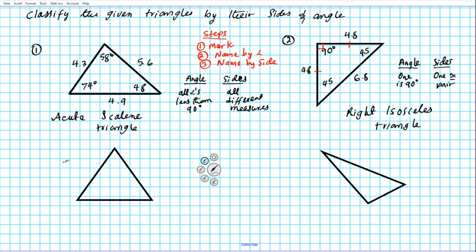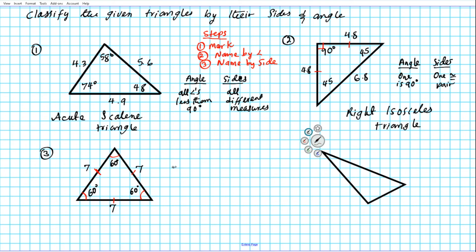All right, next one, number 3. Let's say that this is 60 degrees, and this is 60 degrees, and this is 60 degrees, and then this is 7, 7, 7. All right, so let's start off with this one, number 3. We're going to mark it first. Angles. We notice that all 3 angles are the same. Bam, bam, bam. Okay. And then the sides, all 3 sides are the same too.